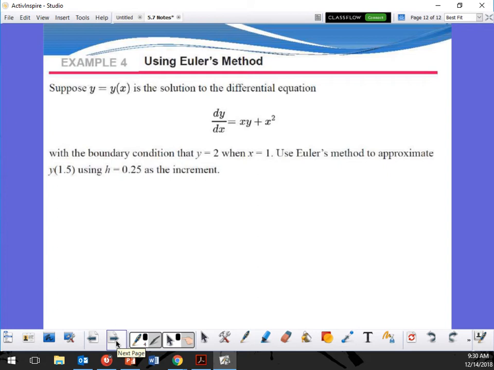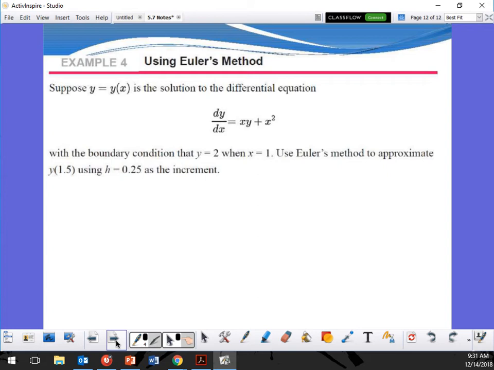Suppose y is equal to y of x, the solution to the differential equation, with the boundary condition that y equals 2 when x equals 1. Use Euler's method to approximate y of 1.5 using h equal to 0.25 as the increment. Okay, so let's go through and separate this bad boy.